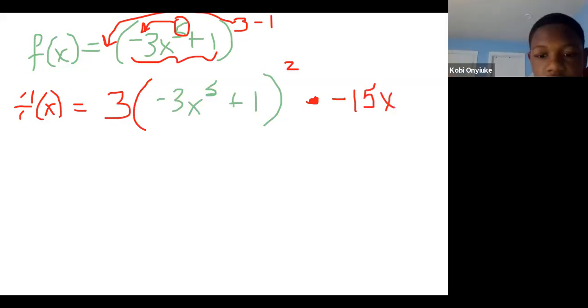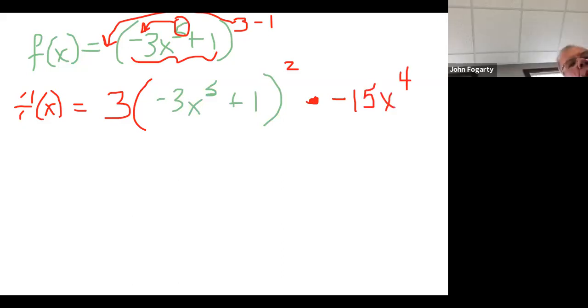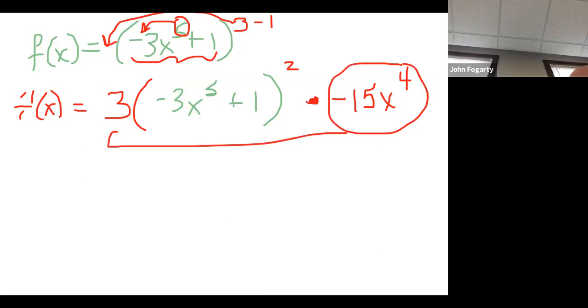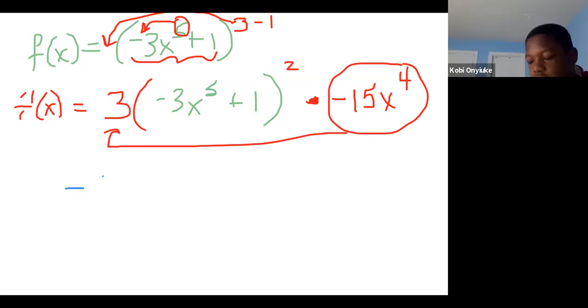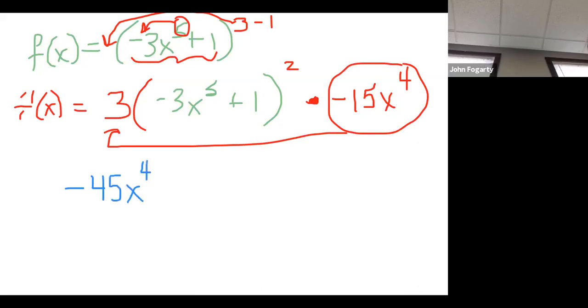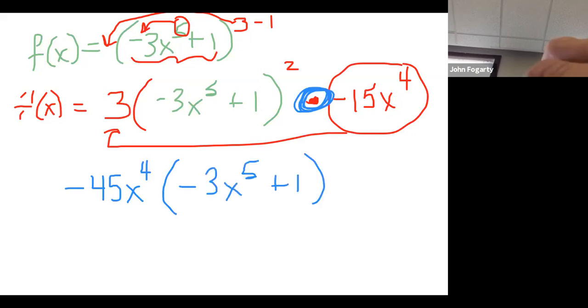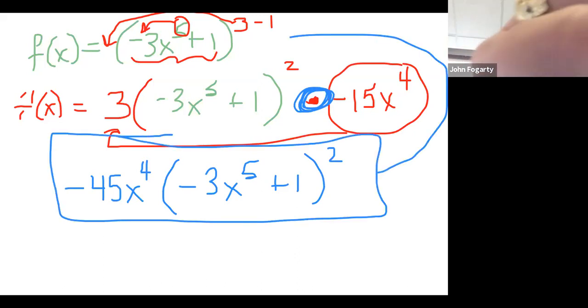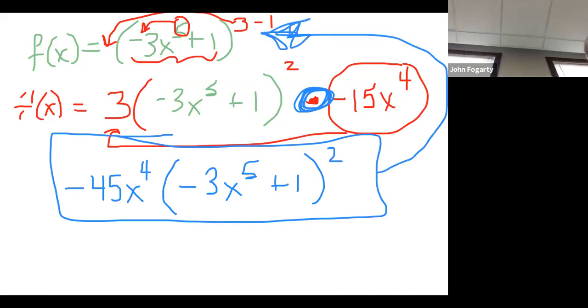Negative 15x to the 4th. And the derivative of a constant is simply what? 0, right? So now all I got to do is take this number and multiply it by that number. What do you got? Negative 45x to the fourth times negative 3x to the fifth plus 1 squared. And there is your derivative of that using the chain rule.